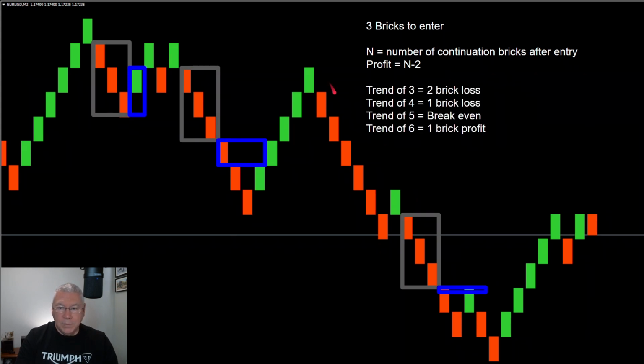That means that you can simply look at the charts, and if there's a trend of only 3 bricks, as we had at the beginning here, then you'll have a 2 brick loss. If there's a trend of 4 bricks, you'll have a 1 brick loss. Trend of 5 bricks, as we had down in the lower corner here, will mean a break even, and 6 or more bricks will render a profit.